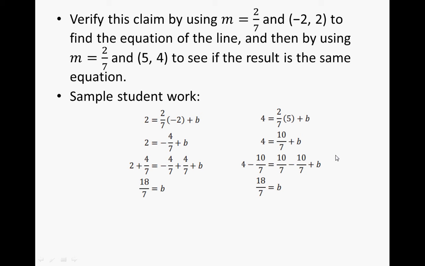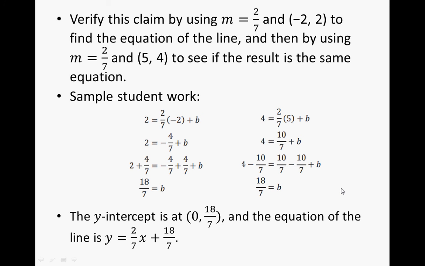So let's see if that works for the other point. If we use the point (5, 4), then 4 is equal to y and 5 is equal to x. 2/7 times 5 is 10/7. Then we subtract 10/7 from both sides, and 4 minus 10/7 is 18/7. So again, it doesn't matter which point we use, we can still find the y-intercept. So the y-intercept is at (0, 18/7), and the equation of the line is y equal to 2/7 times x plus 18/7.